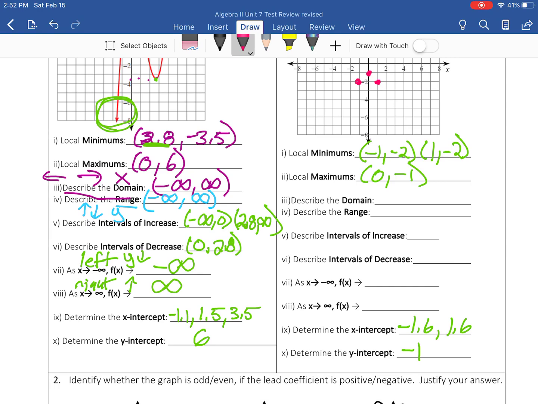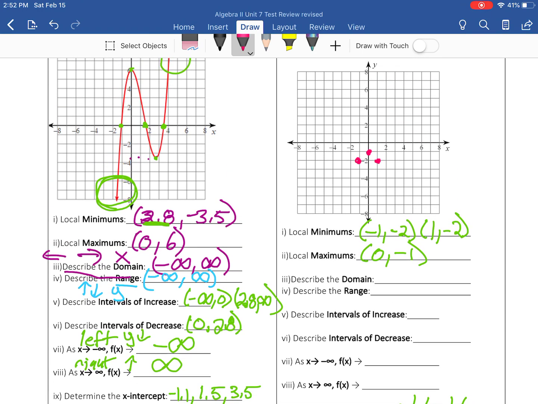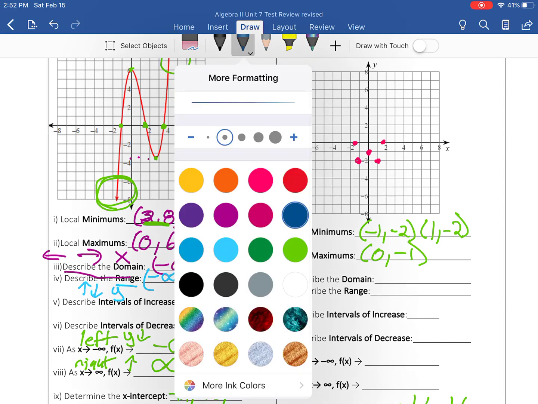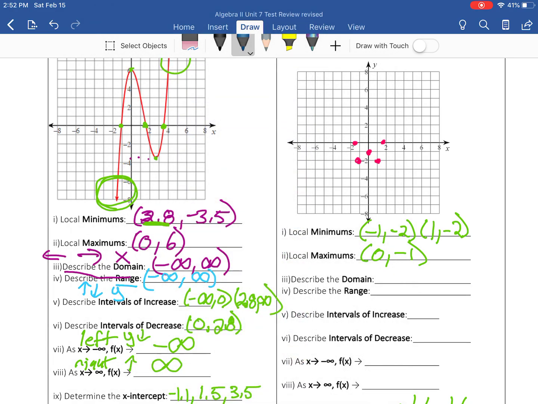My x-intercepts are -1.6 and +1.6. And so once I have all of those points down, I just connect them roughly. There we go. And I have my arrows.